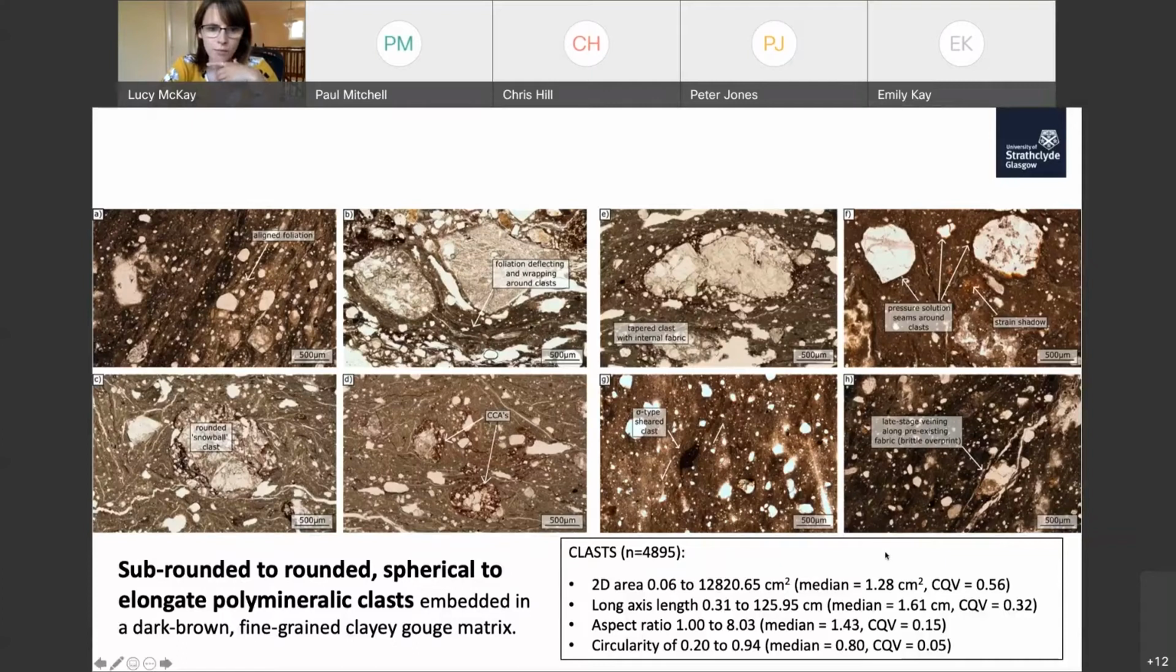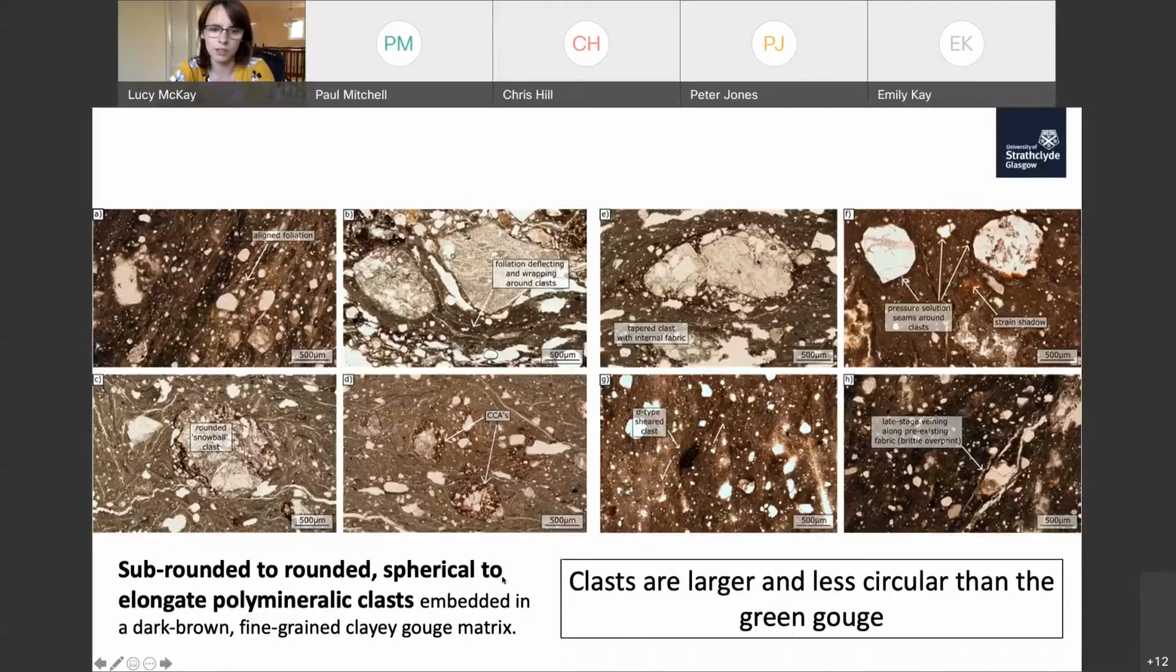So again, I've presented the numbers of my analysis, but the take-home message is that these clasts are sub-rounded to rounded, spherical to elongate, embedded in a dark brown fine-grained clay matrix, and the clasts are getting slightly larger and less circular than the green gouge, which was closer to the main slip surface on the fault.